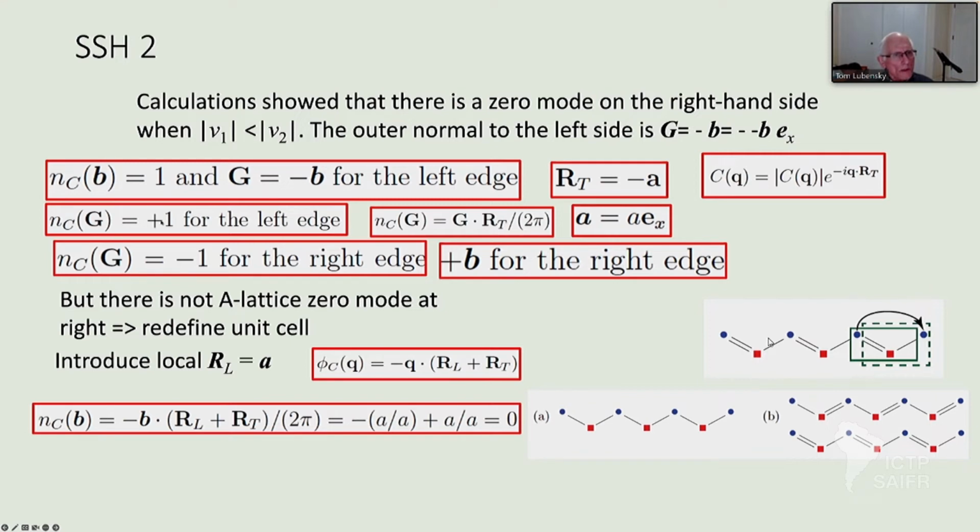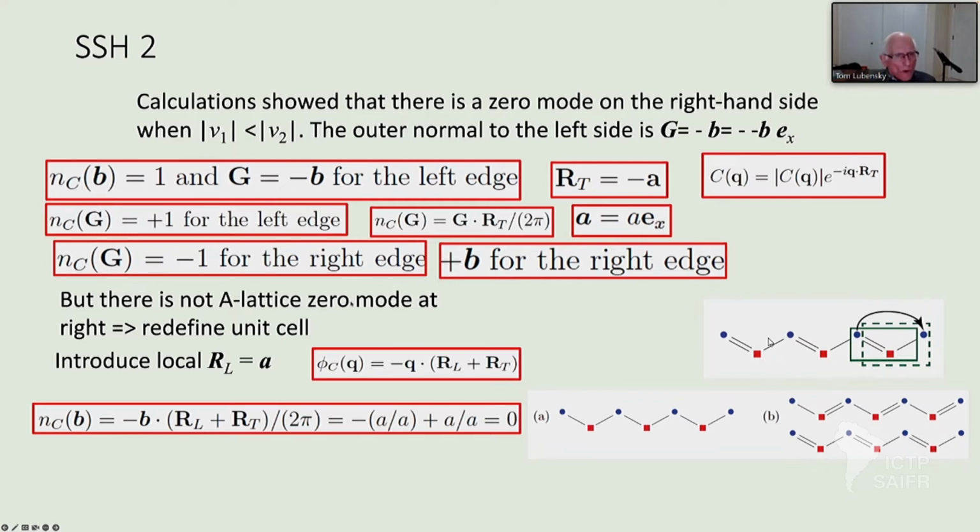If we go to the, so we're talking about the left edge here. So NC of G is plus 1 for the left edge, and it's minus 1 for the other side. So NC of G is G dotted into RT divided by 2 pi, and the 2 pi cancels the 2 pi that's in the G here. And then for the right side, we can have an NC of G, which is the opposite.